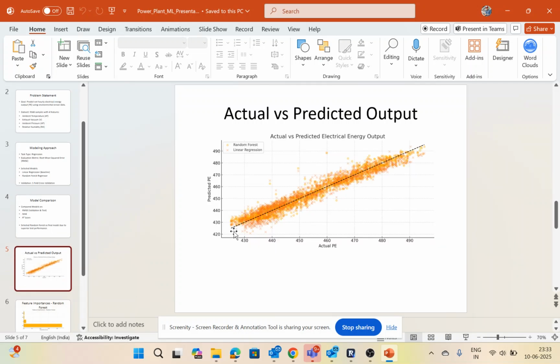Here is the plot of the actual versus predicted output. On the scatter plot, each point represents a prediction. The x-axis shows the actual PE values, and the y-axis shows the predicted PE values. The dashed line is the ideal scenario, which means perfect prediction. As you can see, the predictions from the random forest, represented as circles, are clustered much closer to the line than the ones from the linear regression, which are marked with X's. This visually confirms the numerical results. Random forest is doing a significantly better job of capturing the underlying pattern in the data.